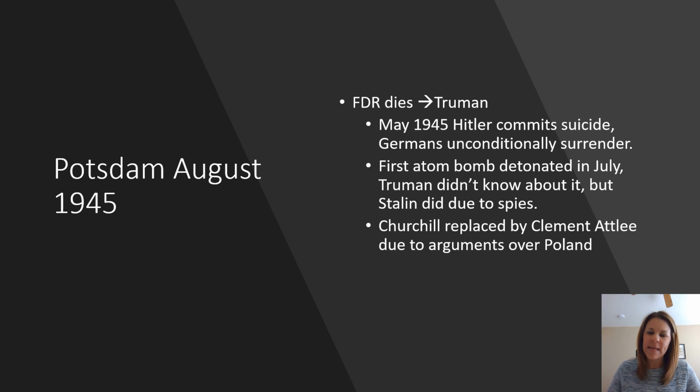The first atom bomb is detonated in July, and Truman only knew about the atomic bomb immediately after FDR's death and didn't know about the development of the Manhattan Project before that time. There's also going to be a level of instability going into Potsdam as Churchill is replaced by Attlee due to some arguments over Poland. Now, those arguments over Poland are not just minimal arguments.